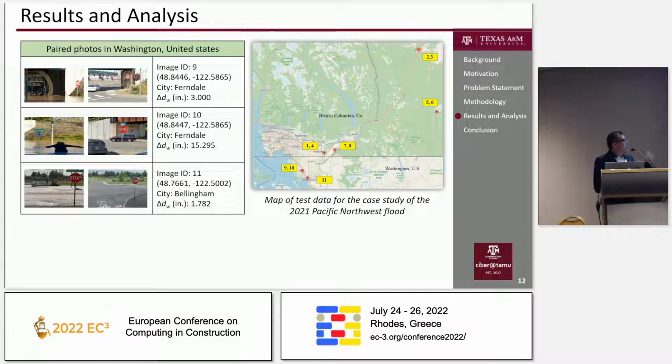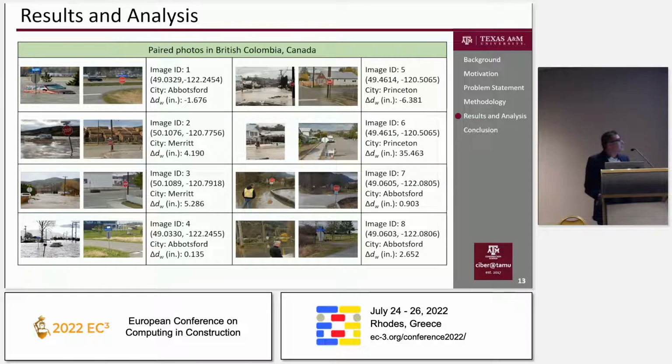We had 3 photos from the state of Washington. I'm showing you here the longitude, latitude, and the location of these photos. In each case, we were able to collect the post-flood photo on the left side and then pair it, using the longitude and latitude, with the pre-flood photo on Google Street View. The next slide shows the 8 images that we were able to collect from the British Columbia side of things. Again, post-flood and pre-flood and the location of these images.